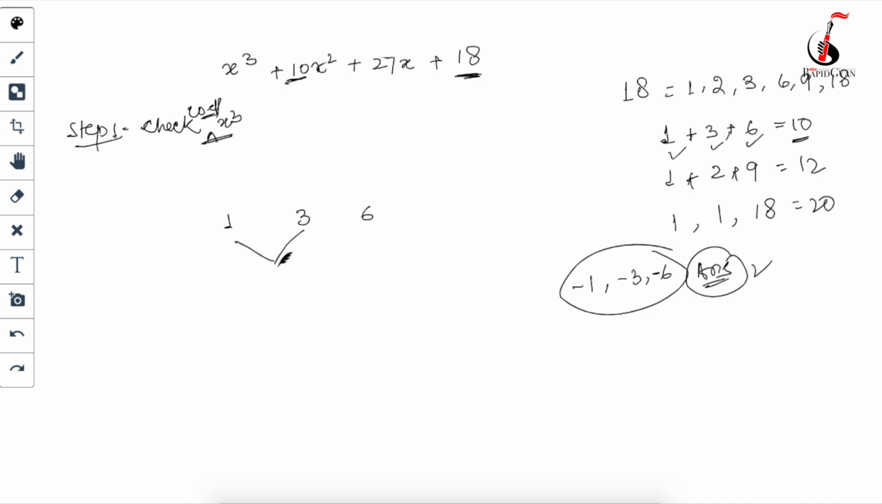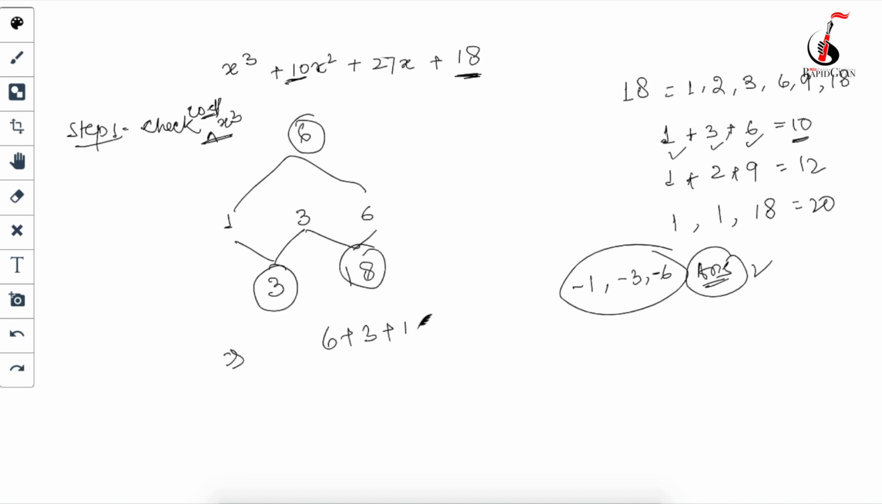Multiply 1 and 3, what you will get? 3. Multiply 3 and 6, what you will get? 18. Then multiply 1 and 6, what you will get? 6. Now add these 3 numbers, means 6, 3 and 18. So 6 plus 3 plus 18 is equal to 27. So this should be equal to your value C. This is just for your validation, but you can get your answer over here only. But I will suggest that in the exam, just go for the validation.